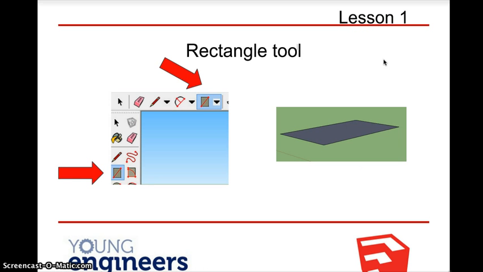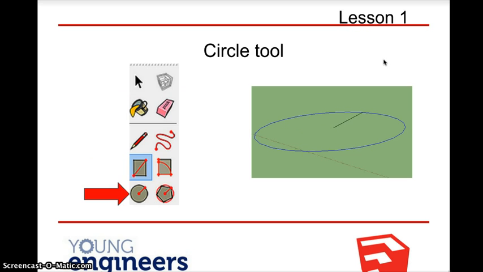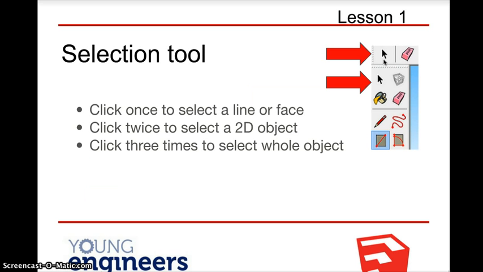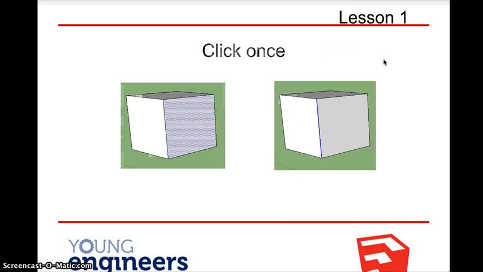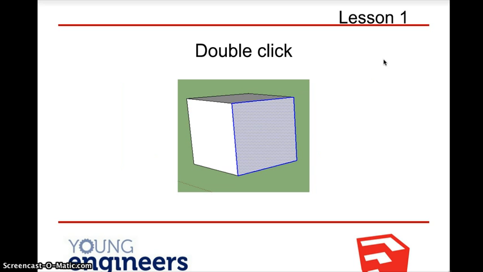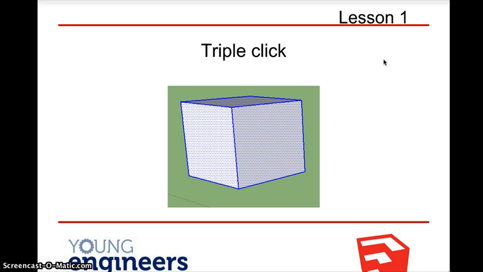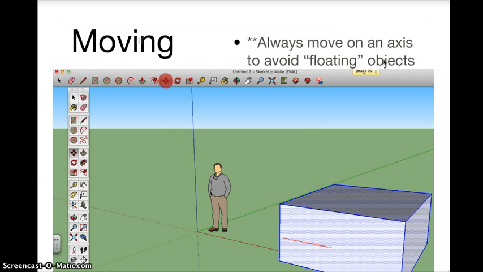All right, this is your rectangle tool, which allows you to make rectangles. This is your circle tool. And here are your selection tools, and how many times you click. I want you to notice the difference between clicking once, twice, and 3 times. Here I click once, I click twice, and I click 3 times. Notice how it highlights different parts.